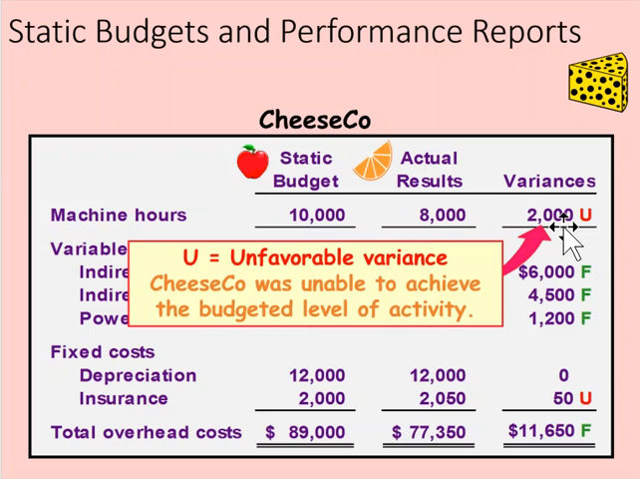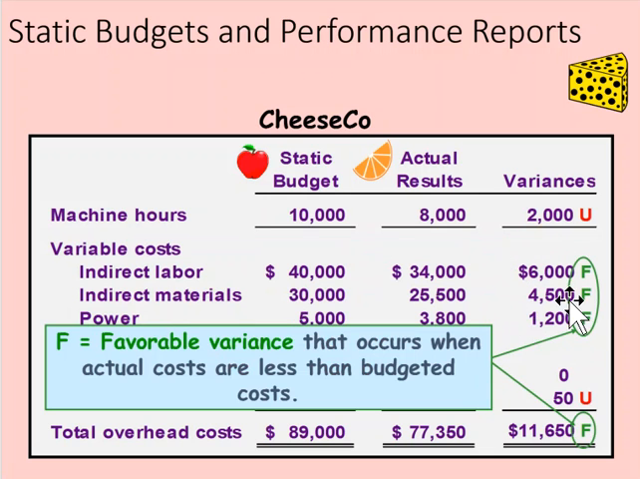So we have an unfavorable variance of 2,000 machine hours, and we're saying that's unfavorable because it's below what we budgeted for. But the question becomes, was that intentional, or did it happen somewhat accidentally? And then you can see here we're showing favorable variances for the variable costs, which again is to be expected because the actual level of activity was much less than the budgeted level of activity.